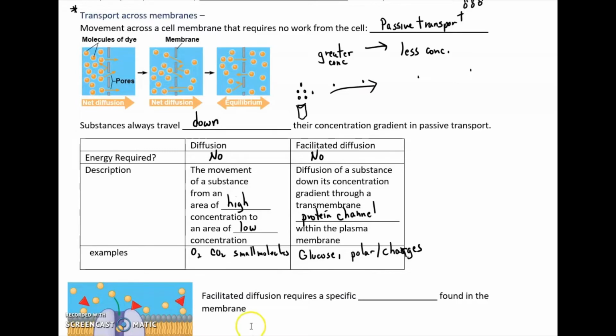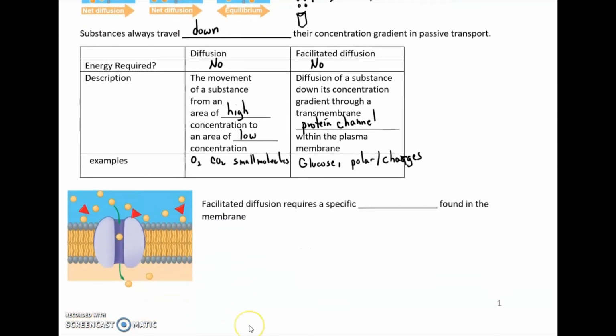All right, down here we've got a cartoon of a protein channel. And what's happening here is there are more of the little balls on the outside, and so some of them will just pass through. This channel does not influence the direction of flow, and the balls could flow out the other direction as well.